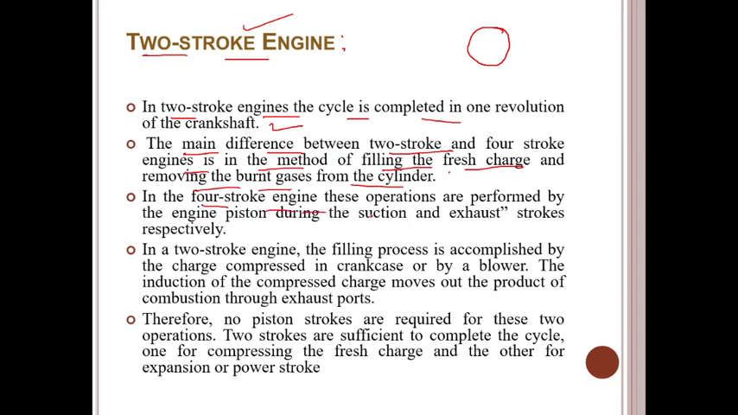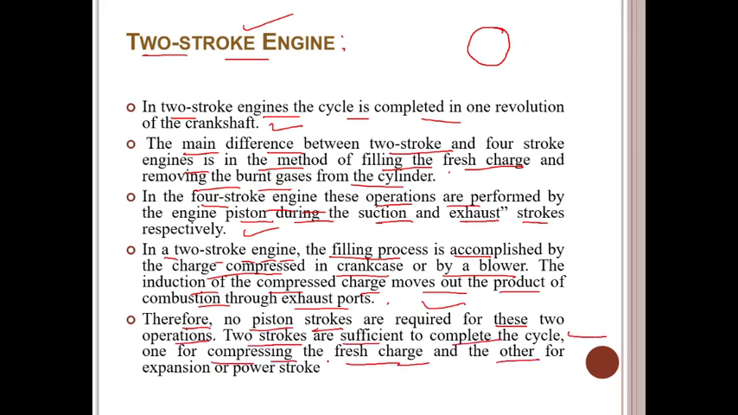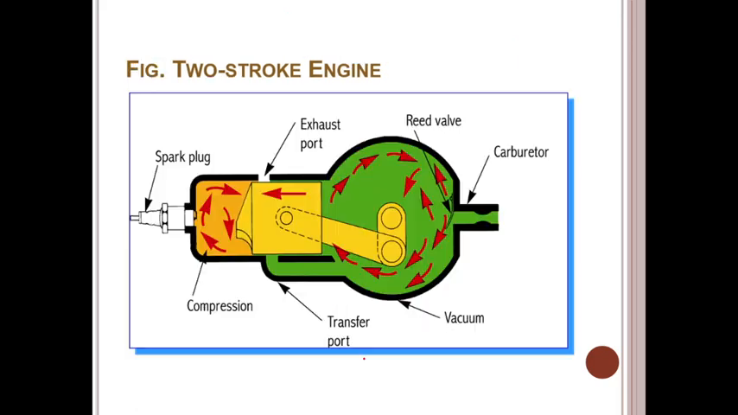In a four-stroke engine, these operations are performed by the engine piston during the suction and exhaust strokes respectively. In a two-stroke engine, the filling process is accomplished by the charge compressed in the crankcase or by a blower. The induction of the compressed charge moves out the products of combustion through the exhaust ports. Therefore, no piston strokes are required for these two operations. Two strokes are sufficient to complete the cycle, one for compressing the fresh charge, another for expansion or power stroke.